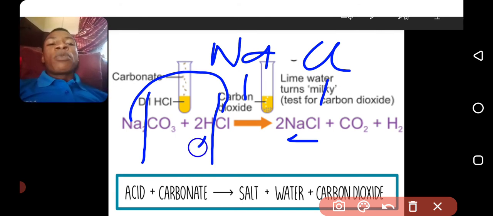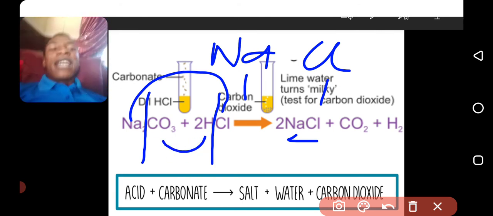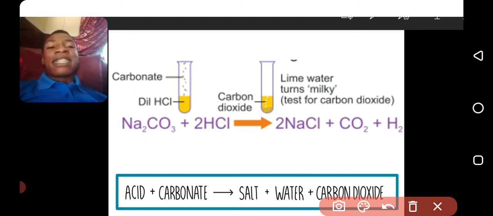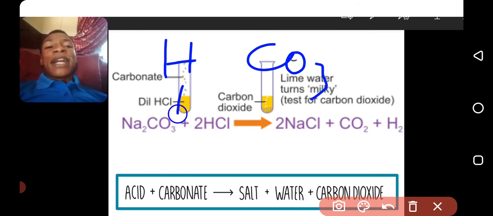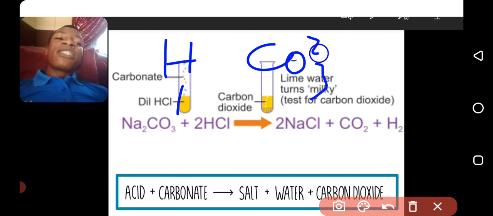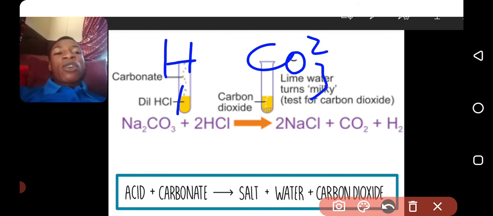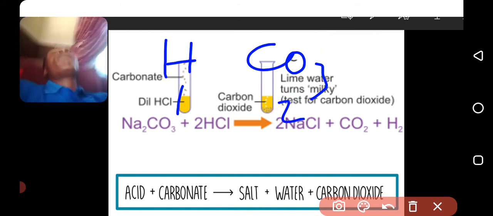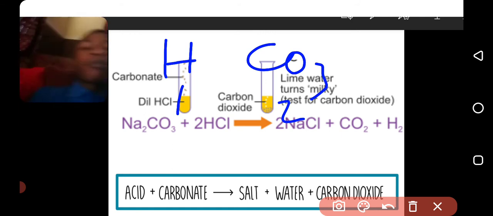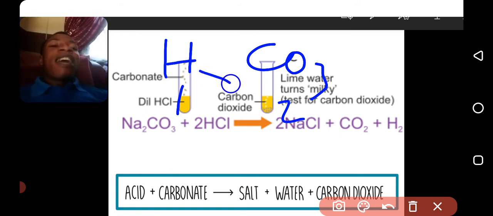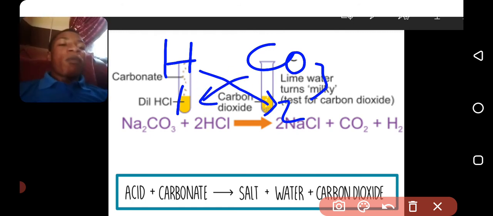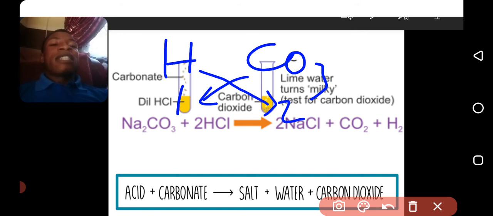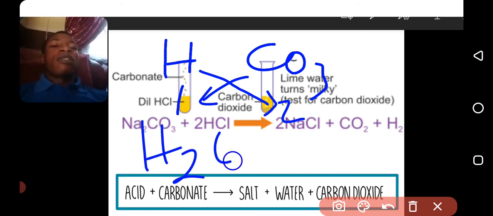Now H will pick up CO3. Now look at this very well and pay attention. When H picks up CO3, valency of hydrogen is 1. CO3 has a valency of 2 because it's 2 minus. Please pay attention very, very well. So when you exchange their valency, you are going to be having H2CO3. So that's H2CO3.